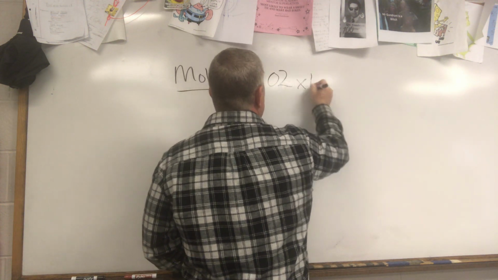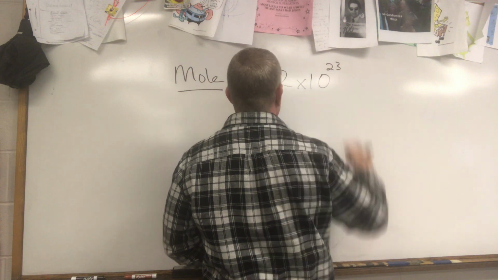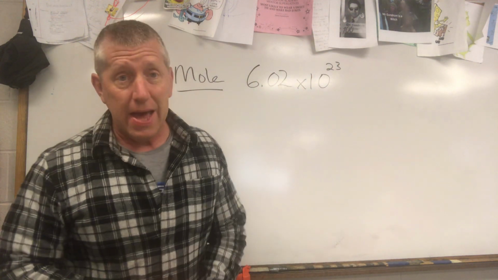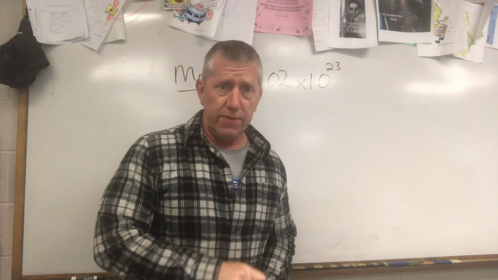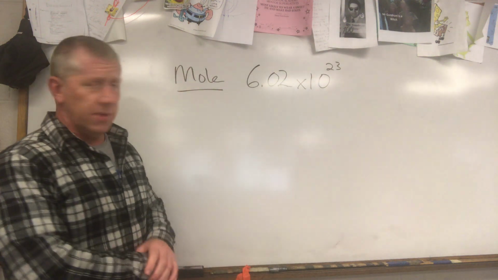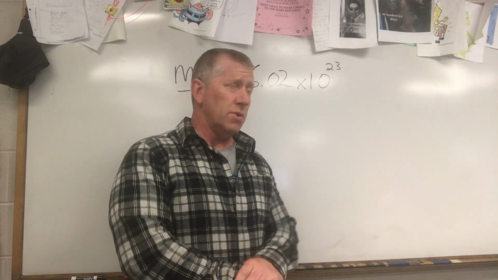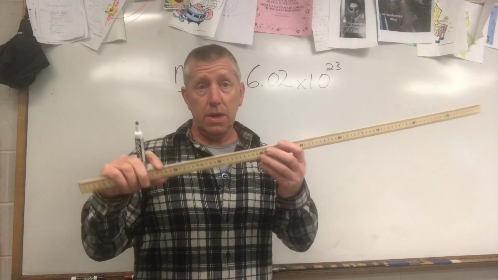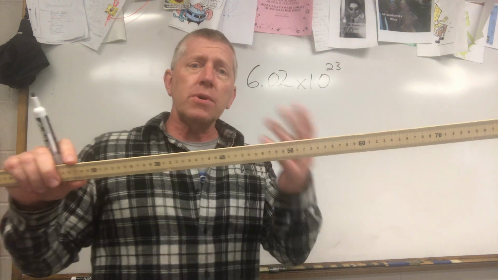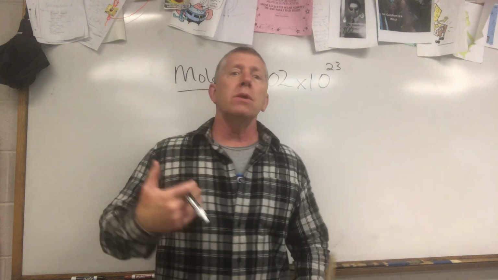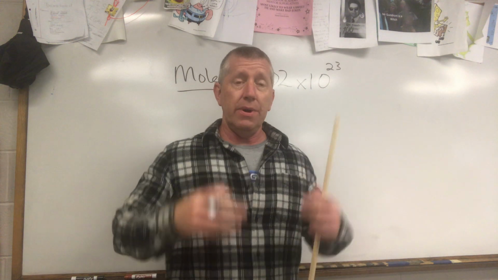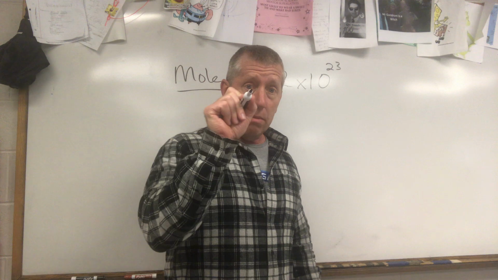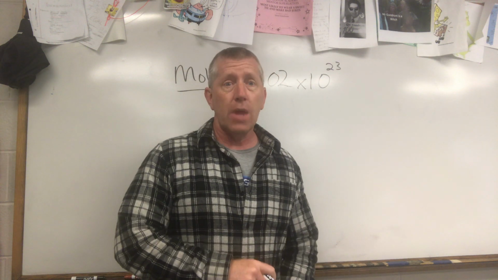6.02 times 10 to the 23rd of something, of anything. Now, of course, if you want a dozen donuts, you get 12 donuts. But you couldn't have a dozen loaves of bread and get 12 loaves of bread. A dozen meter sticks would be 12 meter sticks. So it represents a number no matter what you attach it to. You can have a dozen of anything you want. You can have a mole of anything you want as well.